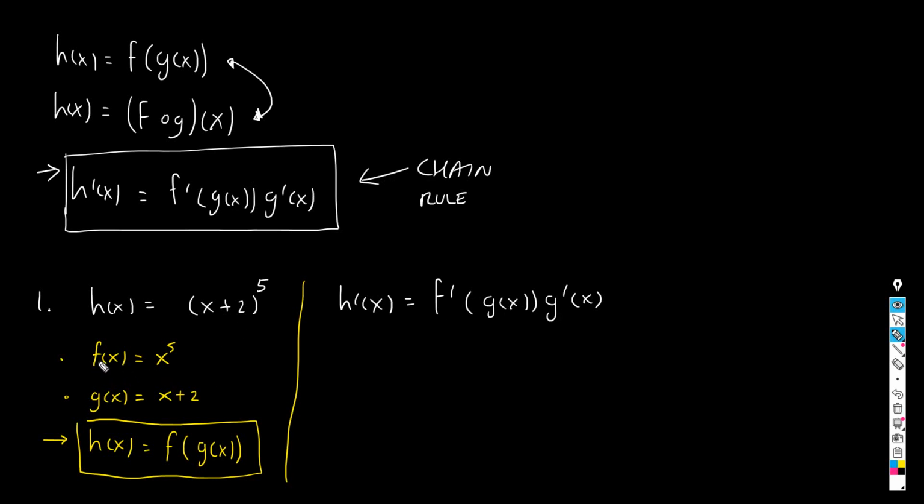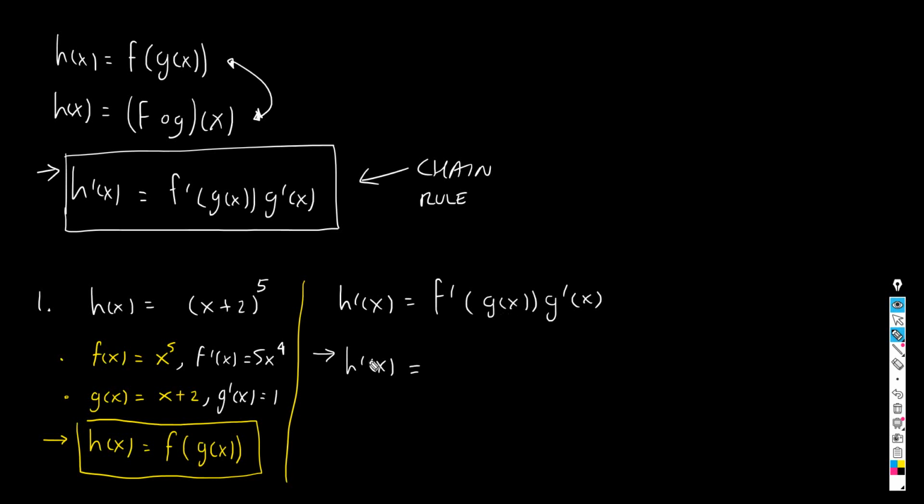So let's do it. f of x is this. That means that f prime of x is going to be 5x to the 4, and that means that g prime of x is going to be 1. The derivative of this is 1. And I just need to go here and paste it. So h prime of x is going to be equal to f prime evaluated in g of x.